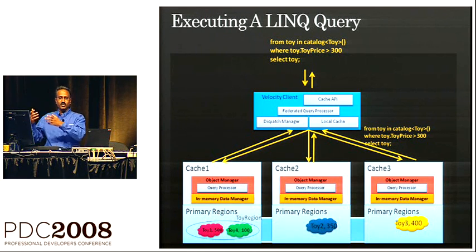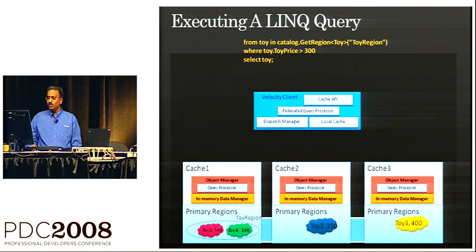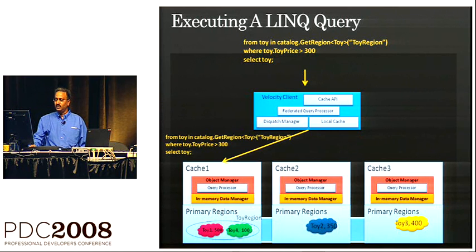You can build more and more sophistication, but it's a simple form. And we don't need to send it to all the caches all the time. Suppose your query is based primarily on one region; in that case, you can go only to that specific region. What a region guarantees is that all the data belonging to that region is co-located physically. So in this case, you go to the toy region and run the same query: give me all the toys from the toy region where the price is greater than 300. And the toy region happens to be on cache 1. So you send the request only to that node and get the results back.